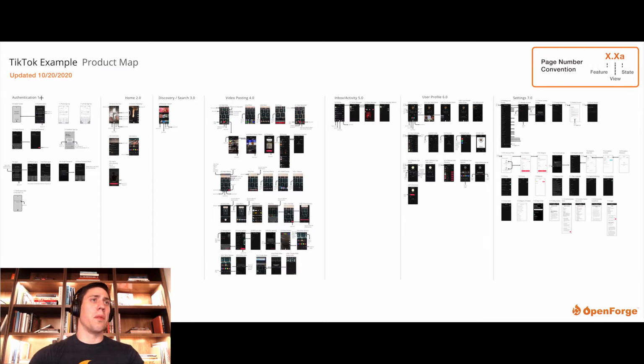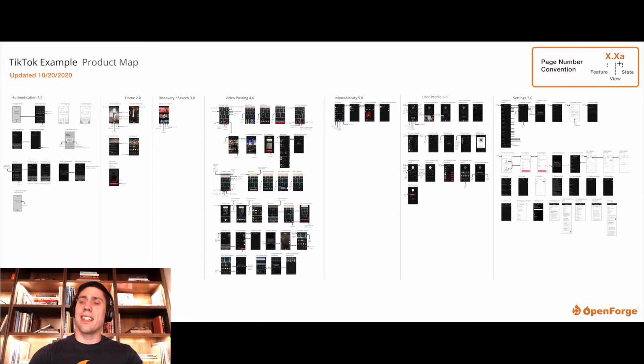So you can see we have authentication as 1.0. The home page, which is like the main screen for TikTok, is 2.0. The discovery and search feature we have as its own feature, even though there's only one page really associated with it, so that's 3.0. The video posting is 4, inbox is 5, user profiles are 6, and settings are 7.